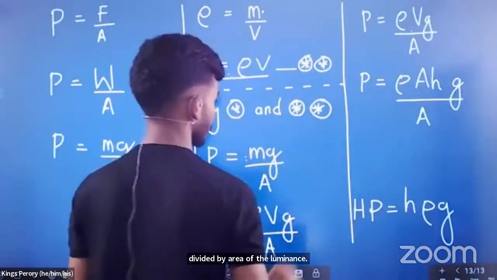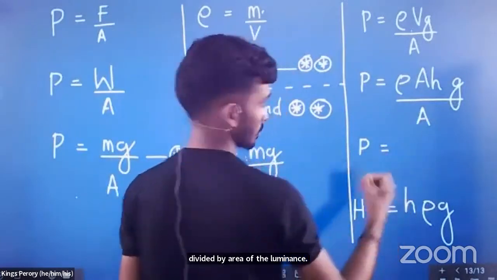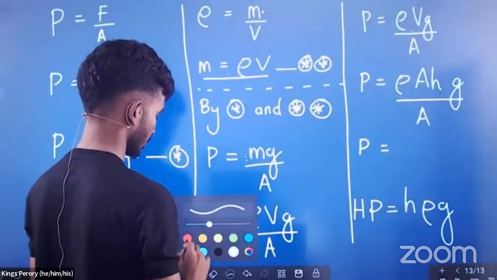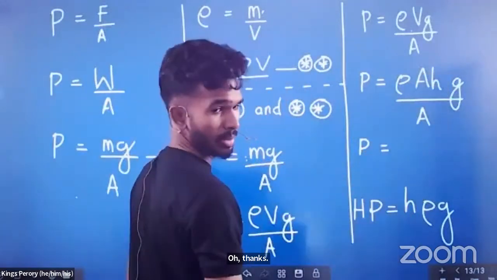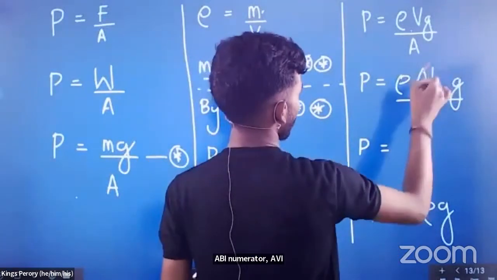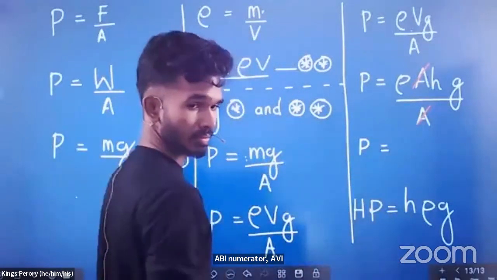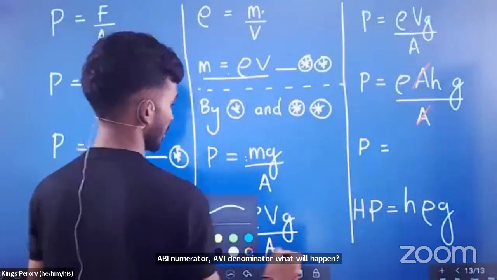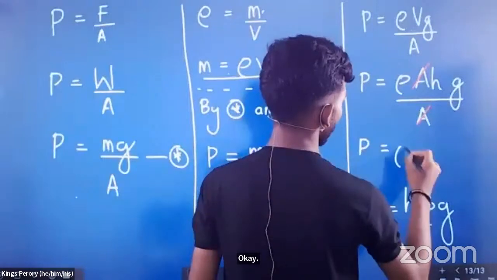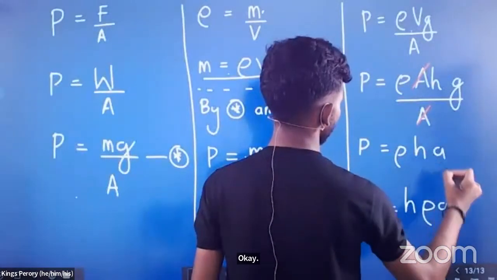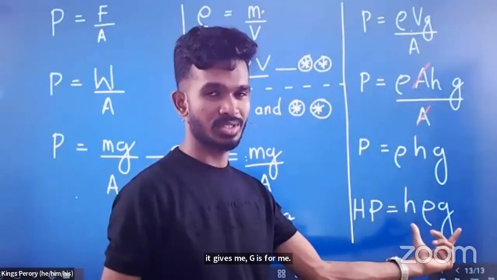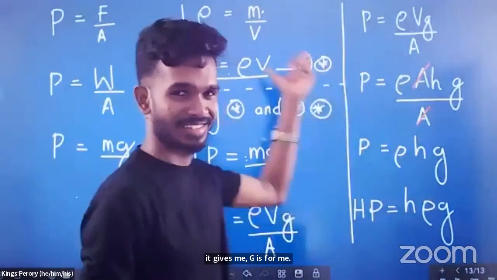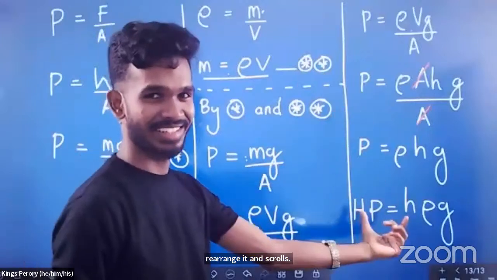Area in the numerator, area in the denominator. What will happen? Yes. What is remaining? Rho is remaining, h is remaining, g is remaining. Rearranged, h rho g. From this, that. How?